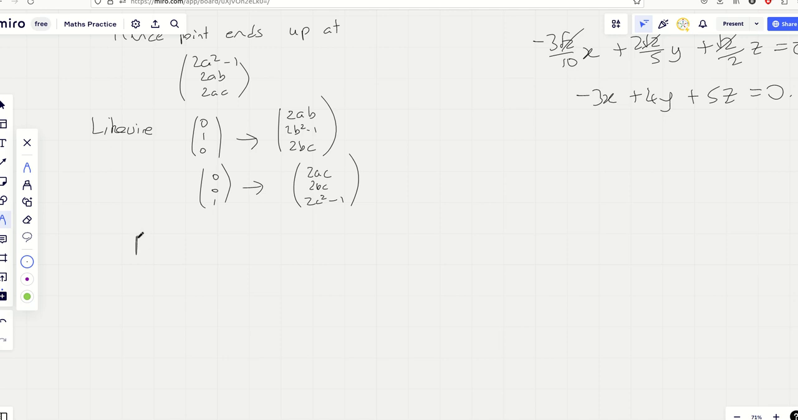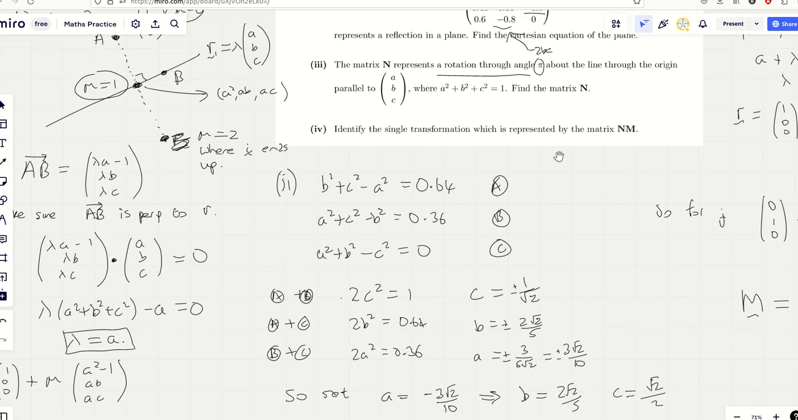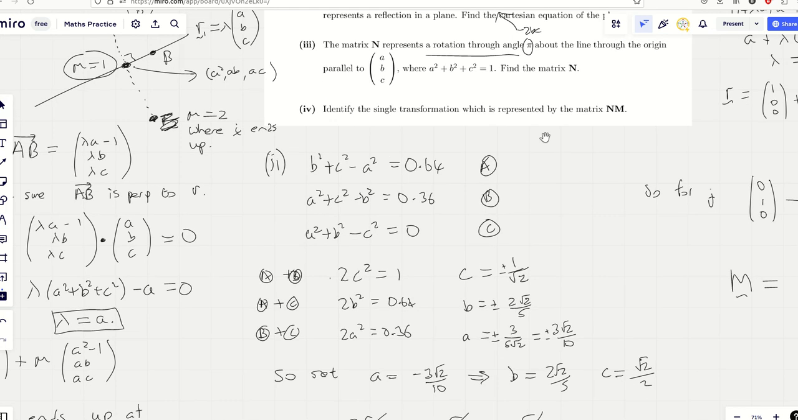Okay, so we can now write down n. We've got 2a squared minus 1, and then 2ab, 2ac, 2ab, 2b squared minus 1, 2bc, and then 2ac, 2bc, 2c squared minus 1. Okay, so we've done part 3. Identify the single transformation represented by the matrix NM.